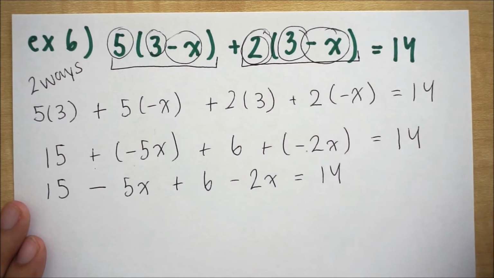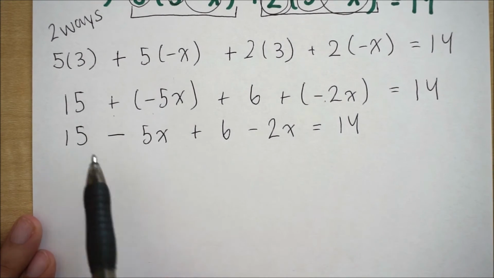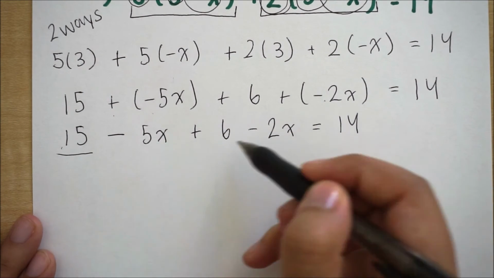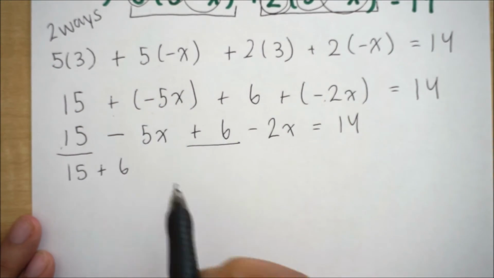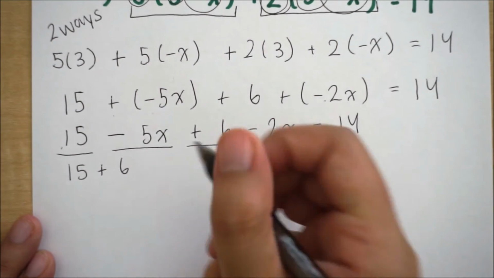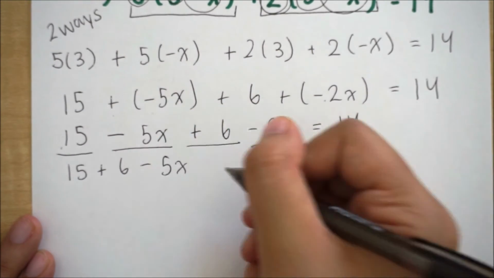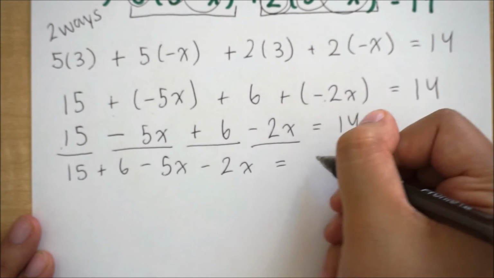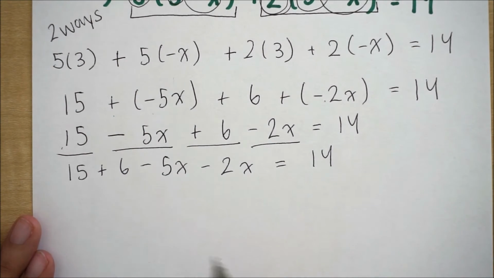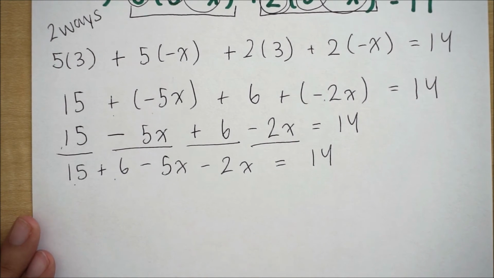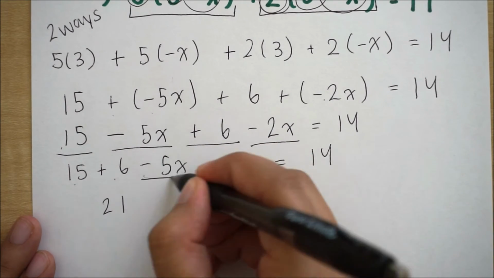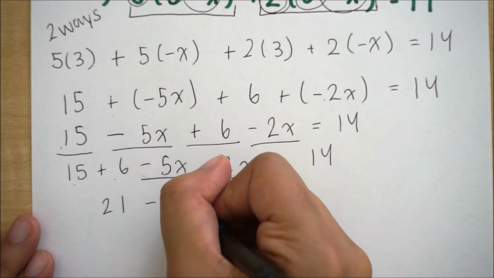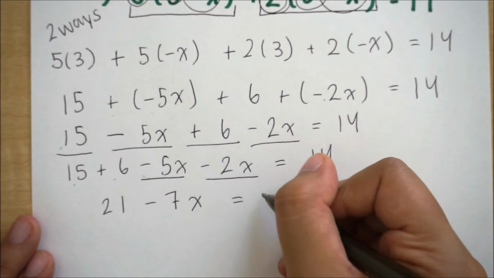Now we begin combining parts. We combine the like terms. So 15 and 6 we can combine, and we can combine negative 5x and negative 2x. So 15 plus 6 minus 5x minus 2x. Take the sign with it when you're moving things around. Create little groups and circles if that helps. All right, 15 plus 6 is equal to 21, and negative 5x minus 2x, we're going more negative, is just negative 7x. That's equal to 14.